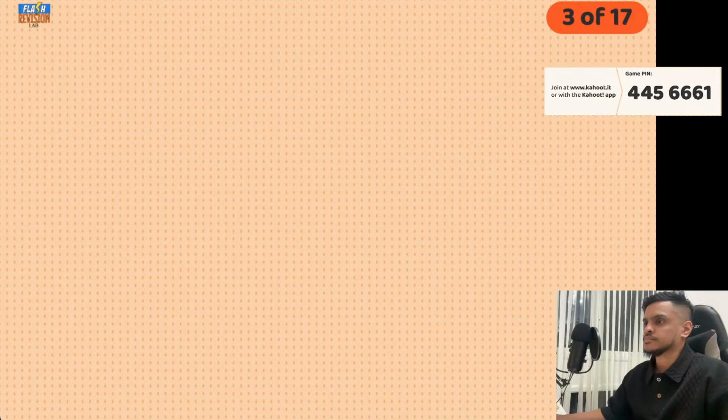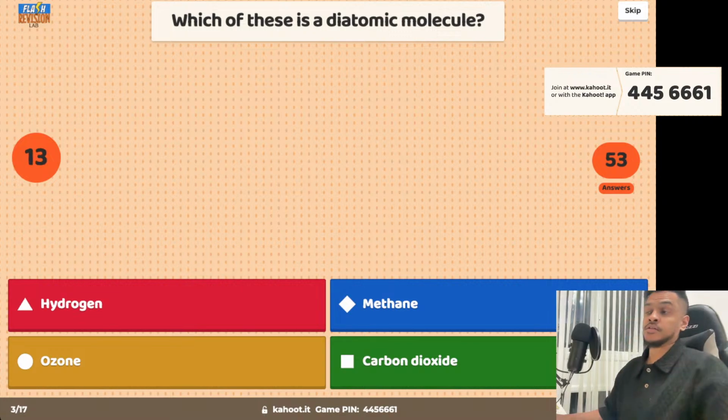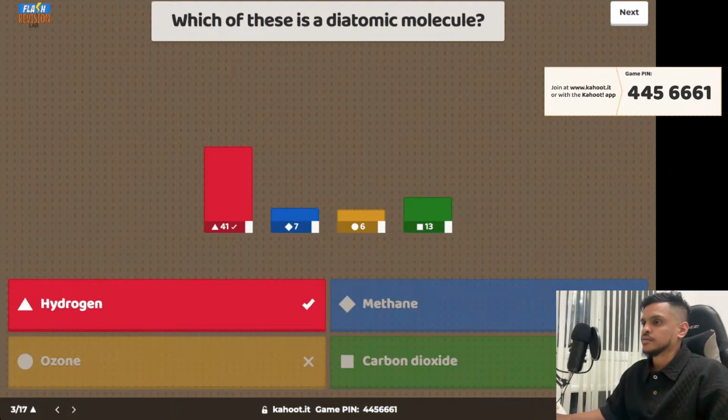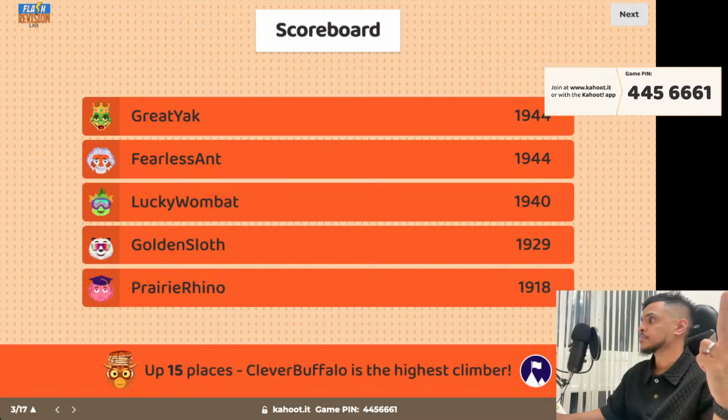Plenty of questions. Which of these is a diatomic molecule? Does anyone know my memory trick to how to remember all the diatomic molecules you need to know for GCSEs? Who knows? Anyone know in the chat? Very simple if you want to memorize them. Another way: never have fear of ice cold beer. Or you look for anything that ends with GEN at the end: hydrogen, oxygen, nitrogen, and the halogens, or the group 7. So those are all the ones you need to know: hydrogen, nitrogen, oxygen, and halogens, group 7s.